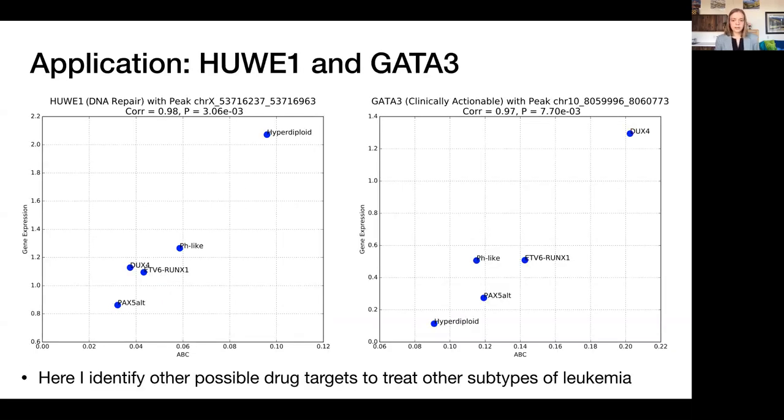Here are 2 other plots that show very similar things, but with the genes HU1 and GATA3, which are also very important genes involved in things such as DNA repair. And again, I identify other possible drug targets to treat other subtypes of leukemia.